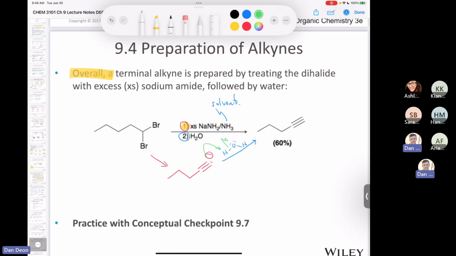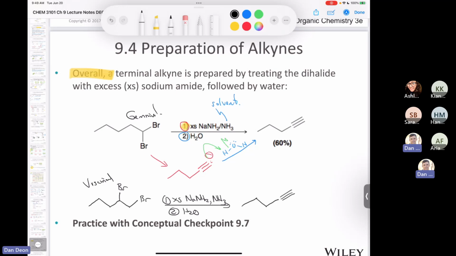So it's a two-step process. First step, excess sodium amide in ammonia. Second step is water. Now, again, this is a geminal dihalide. But the same thing would work if it was vicinal. So if you took 1, 2, 3, 4, 5 carbons, and you had a vicinal dihalide like this, you could do the exact same thing. So this is vicinal. Step 1, excess sodium amide in ammonia. Step 2, water. It's going to give you the exact same product. It doesn't matter if it's vicinal or geminal, you're going to get the exact same product.